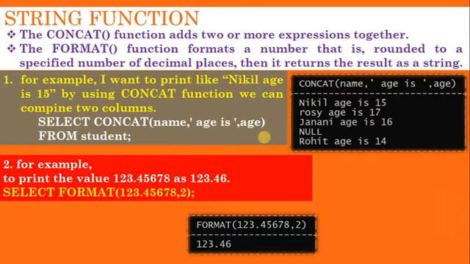See, now I am going to combine the name and age columns. The syntax, the example, is select CONCAT of name, comma, and then I am going to add in between some string, ' age is ', comma, age from student.